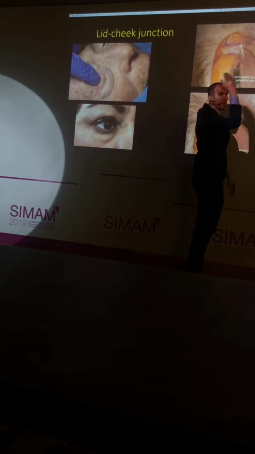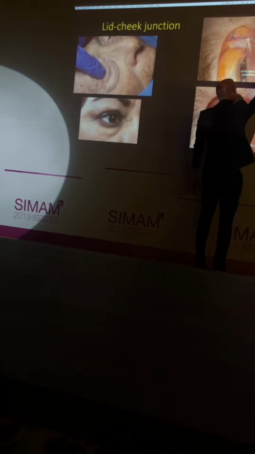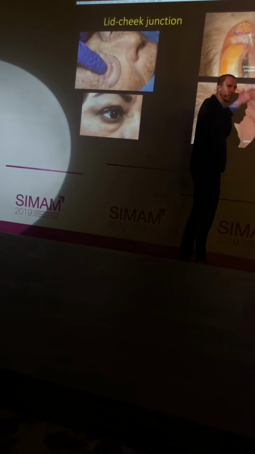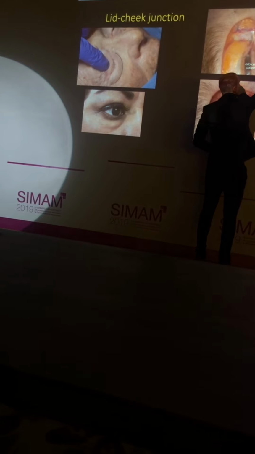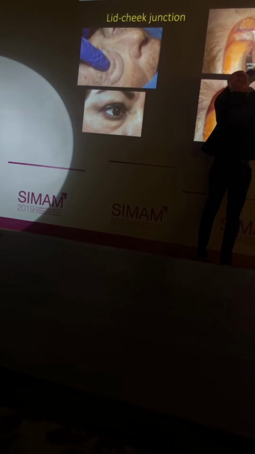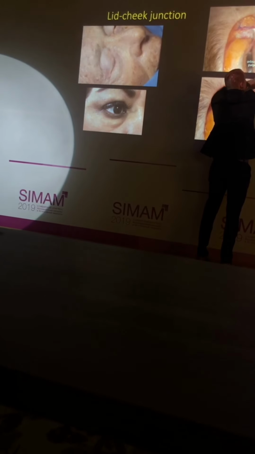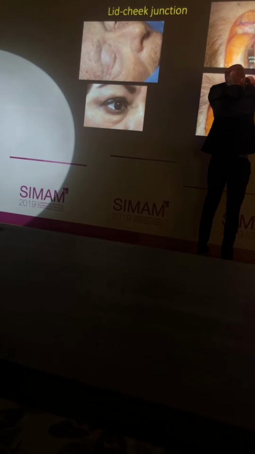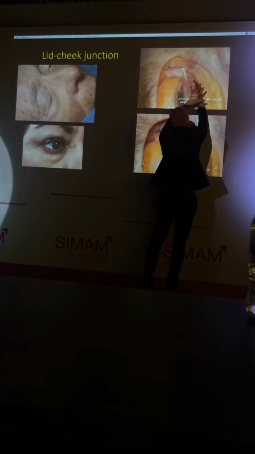Here is my orbital ring. This is the edge of the orbit, the bone. Even if we know that the bone resorbs and the orbit gets bigger, this edge of the bone stays in position mostly, right? So this is my orbital ring. My hand marks the orbital rim.